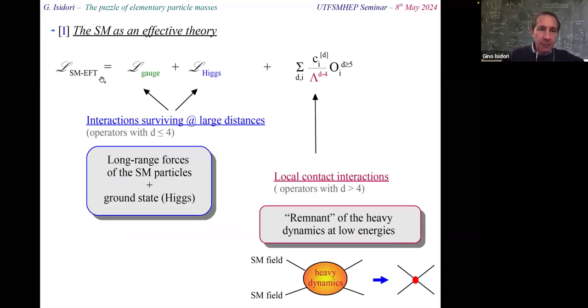So this is the Lagrangian of the SMEFT, the standard model interpreted as an effective theory. It contains 3 pieces. First, the gauge sector, which is the gauge sector of the standard model Lagrangian. Then we have the Higgs sector. And these are all the interactions of dimension up to 4, the renormalizable part, what one classically would define as the standard model, which is the long-range structure of our effective theory. It describes what we observe at large distances, the interactions and the fields, and the Higgs sector also determines the ground state.